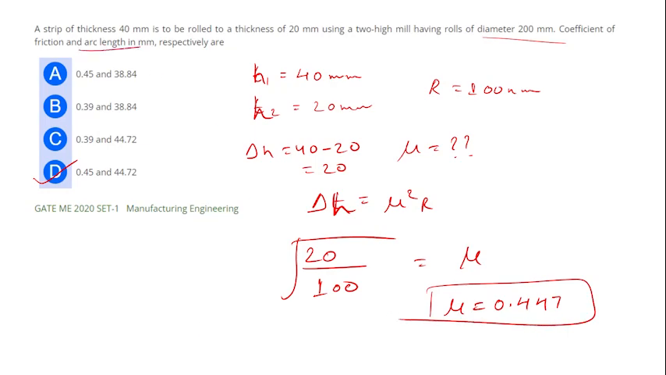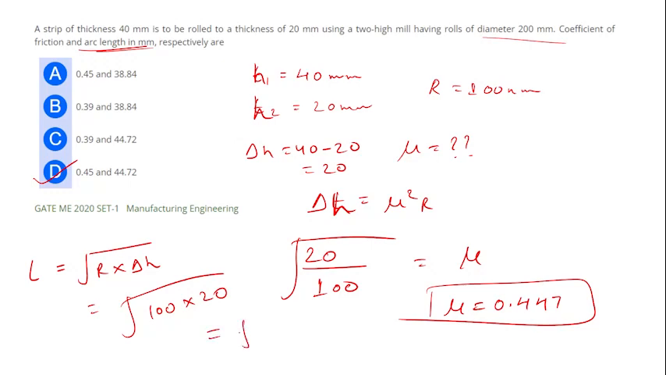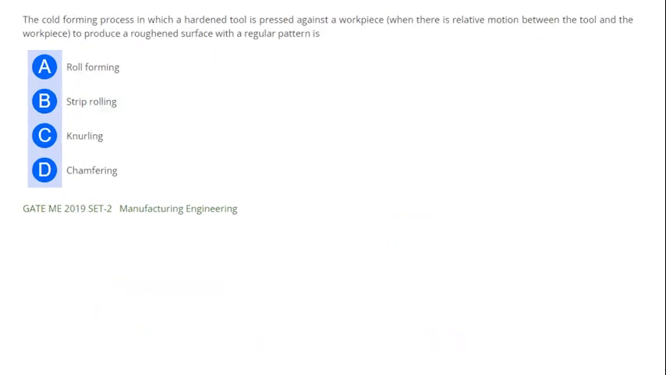Then what else is it asking? Arc length. For arc length, we know the formula L is equal to under root R into delta H. Again, R is 100 and delta H is 20. It will be root 2000, which comes to 44.72 mm. So your option D is matching. Tell me the answer for this question.